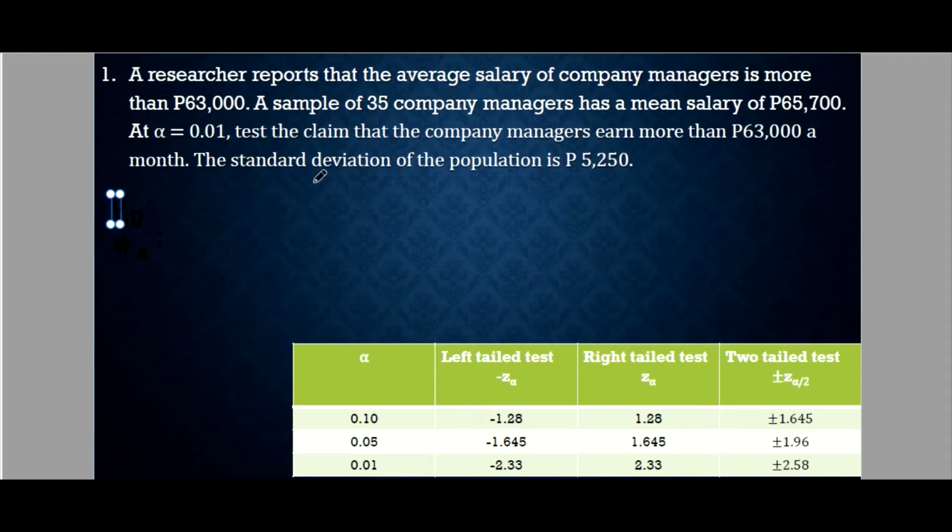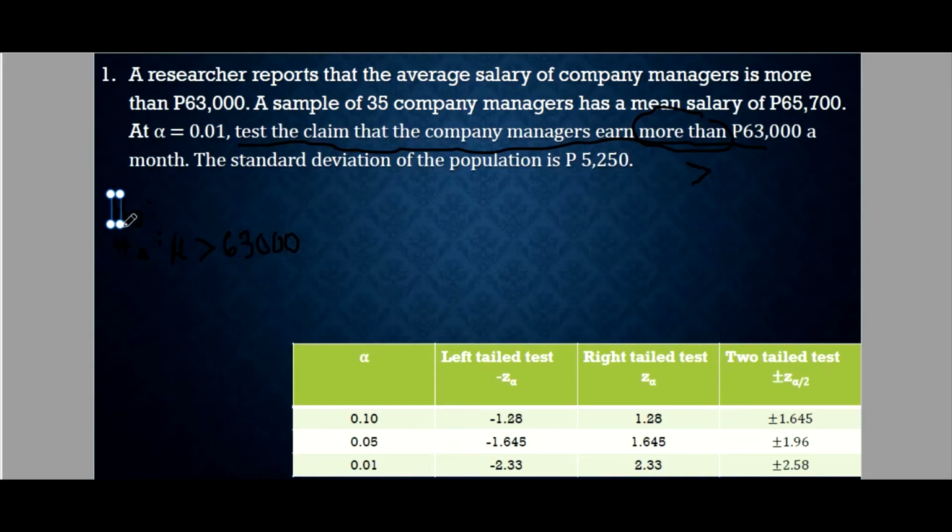So H0 and HA. Now the claim: test the claim that the company managers earn more than 63,000. So that is the claim. Take note of this. More than, the symbol for more than is greater than. And take note that this symbol is for the alternative hypothesis. Therefore, our mean here is greater than 63,000. This will be our alternative hypothesis.